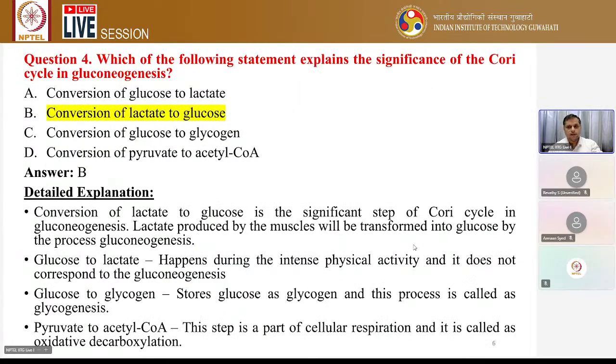Question 4 is the significance of the cycle in gluconeogenesis. Many times when glucose is not there, still in the biological system, glucose can be generated. One example is lactate to glucose synthesis. Lactate produced by the muscle will be transformed to glucose by the process of gluconeogenesis. Neogenesis means regeneration. So glucose is not there and glucose is regenerated from the lactate, and the cycle is known as the Cori cycle.